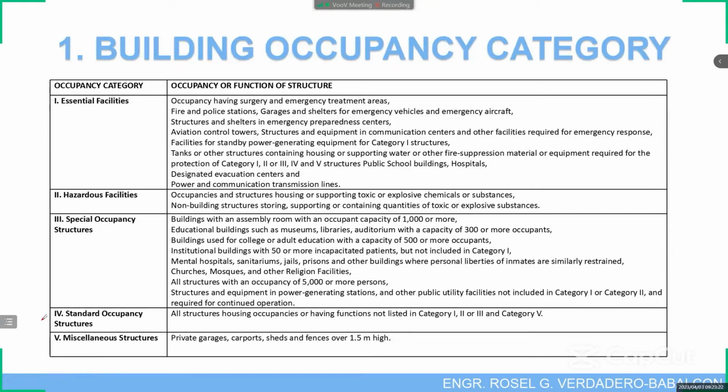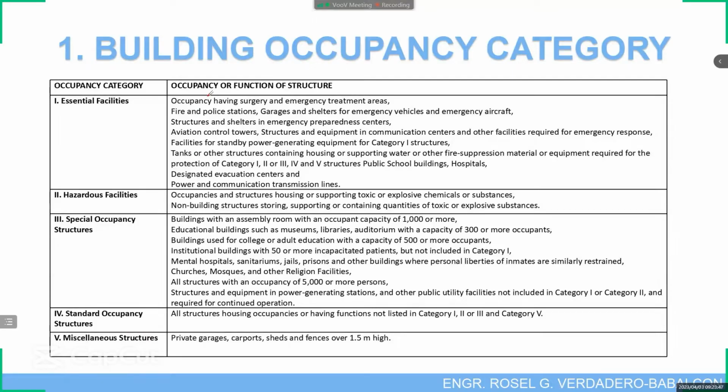Okay, so first step is to categorize our building. In what occupancy category does it belong? So there are 5 occupancy categories, namely occupancy category 1, the essential facilities. Number 2, the hazardous facilities. Number 3, special occupancy structures. Number 4, standard occupancy structures. And number 5, miscellaneous structures.